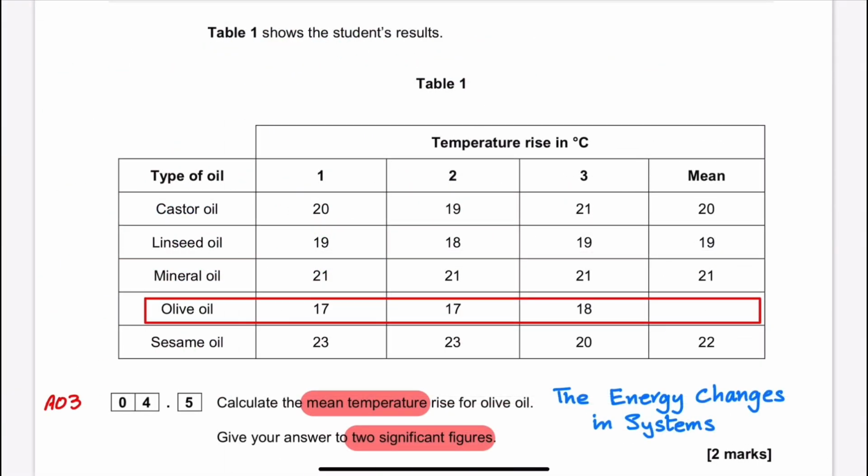Table number 1 is given here and different types of oils are given here. The experiment is repeated for each oil 3 times and the mean value of rise in temperature is already calculated here. Calculate the mean temperature rise for olive oil. You can see that the mean value for rise in temperature for olive oil is missing. It is an AO3 question and give your answer to 2 significant figures. The student must know how to calculate the mean value. The student needs to add all 3 values and divide by 3.